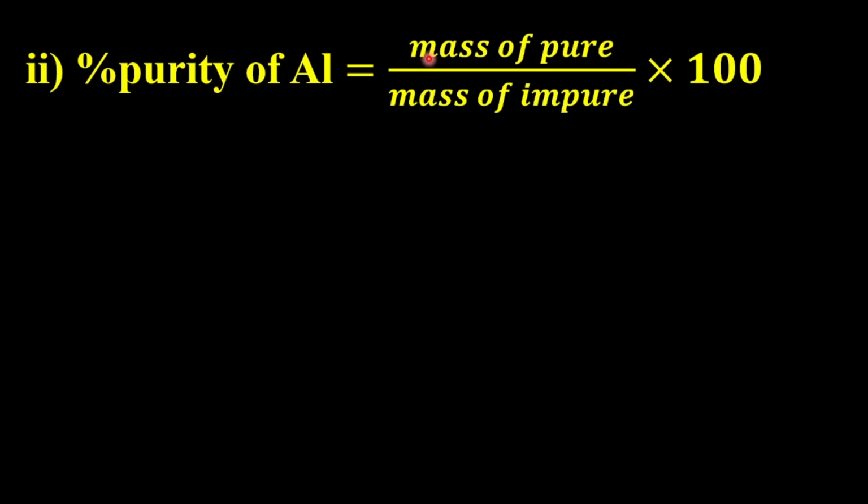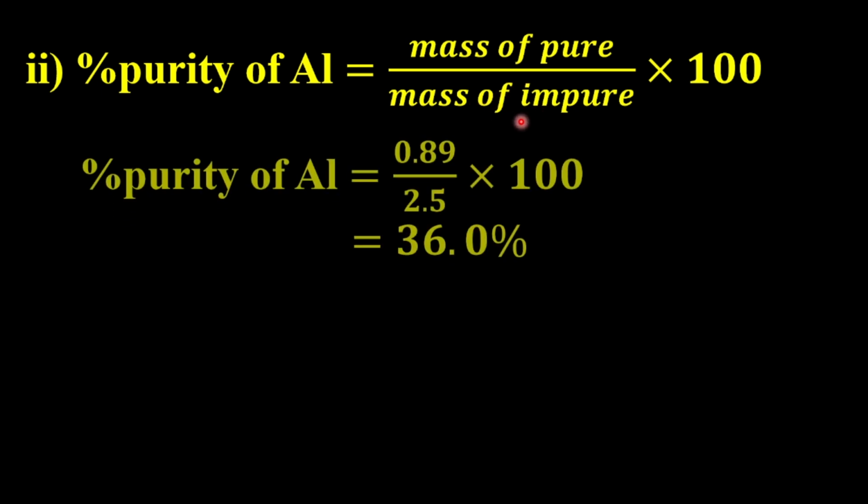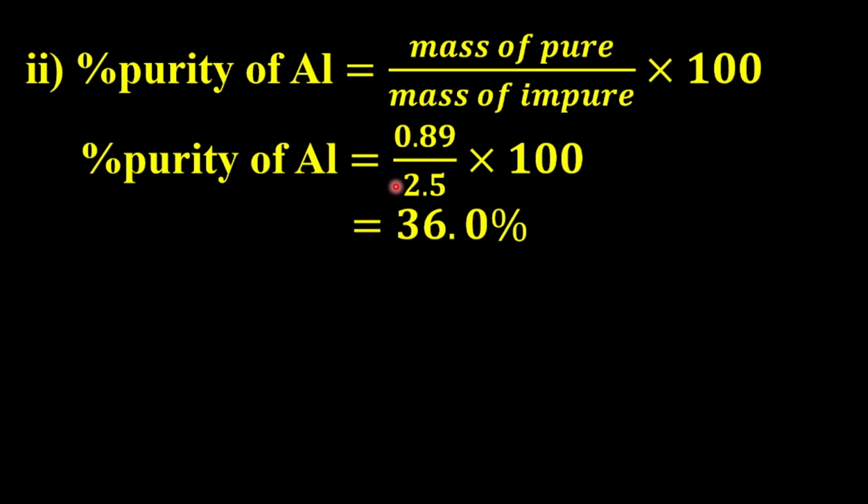Percentage purity of aluminium is equal to mass of pure over mass of impure times 100. So we insert the figures given, that is the calculated value of the pure and the mass of impure that was given in the question. So percentage purity of aluminium is equal to 0.89 over 2.5 times 100, and that gave us 36.0%. So that is how the calculation is done. This is the second part.